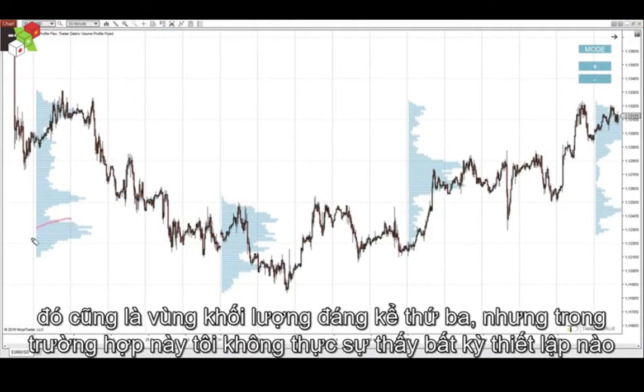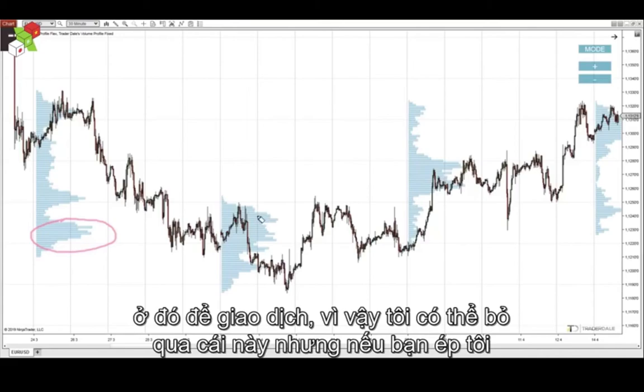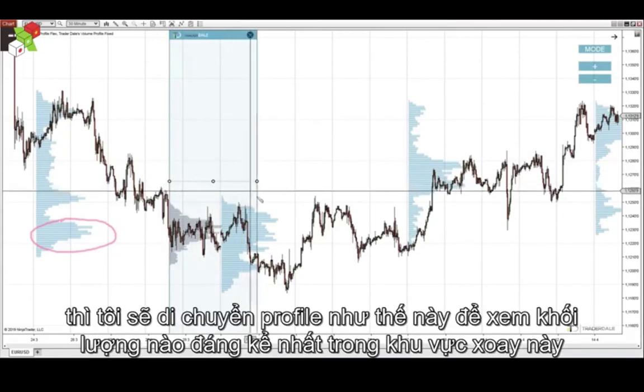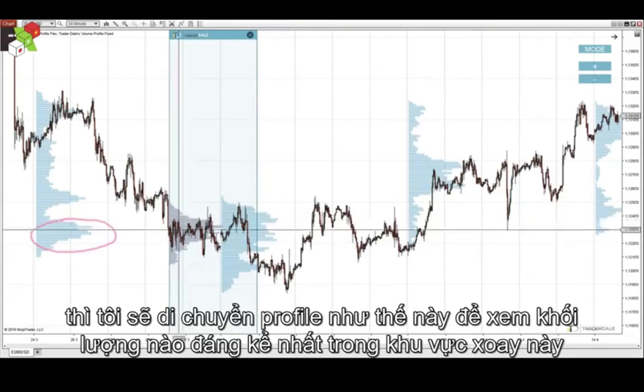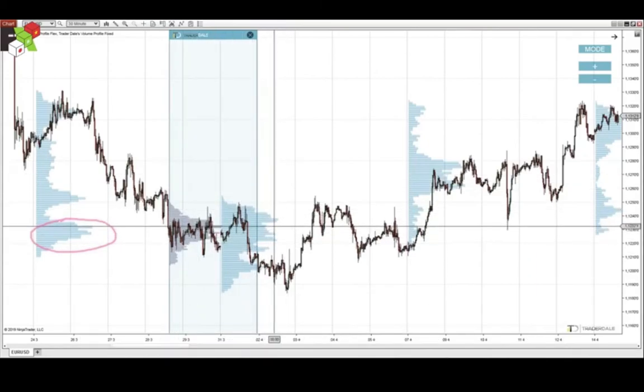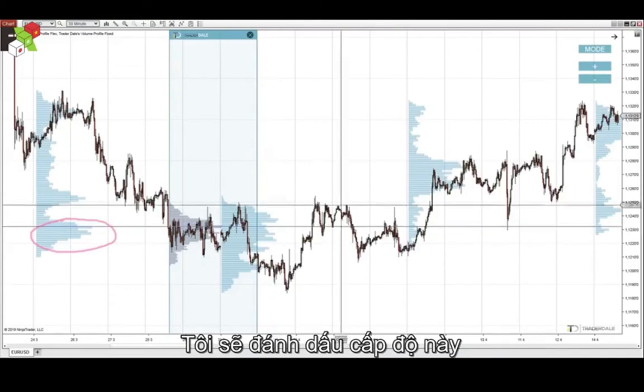Now there is also the third significant volume zone, but in this case I don't really see any of the setups which I trade there, so I'll try to skip this one. But if you forced me to trade it, then I would move the profile like this to see where the volumes were the heaviest inside this rotation area. I would mark this level.